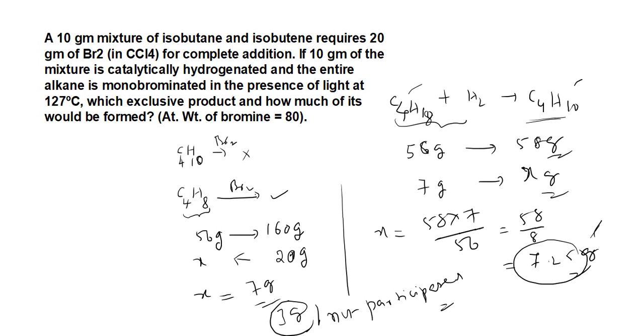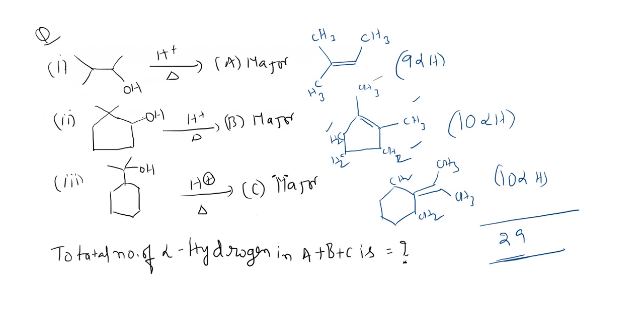Let us move to the another one. See, I have given a question here. In this, see the options. We have A, B, C are the major products in these equations. They ask the total number of alpha hydrogens in A, B, C. A plus B plus C is how much?